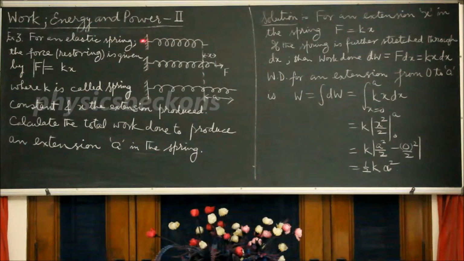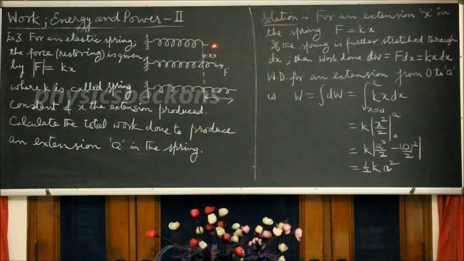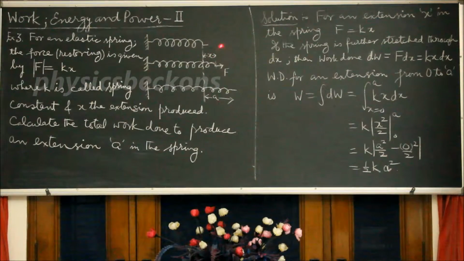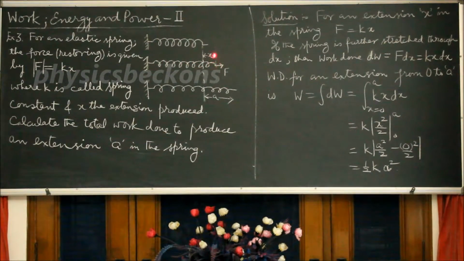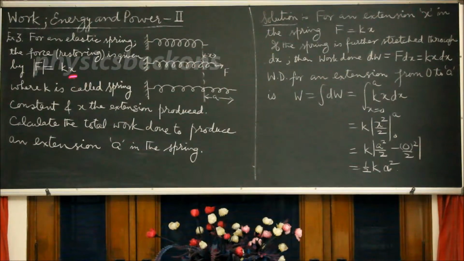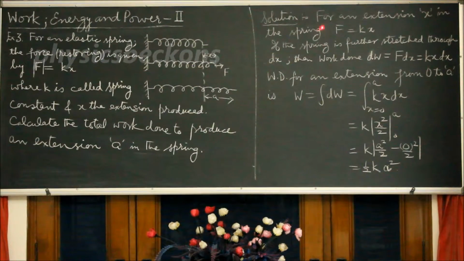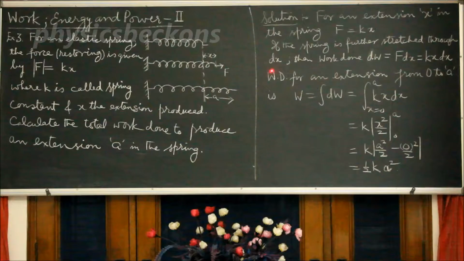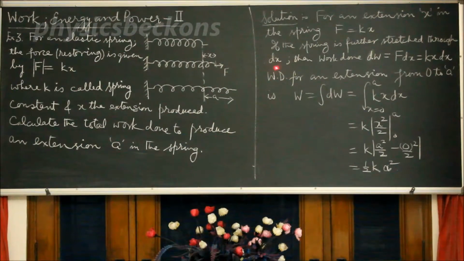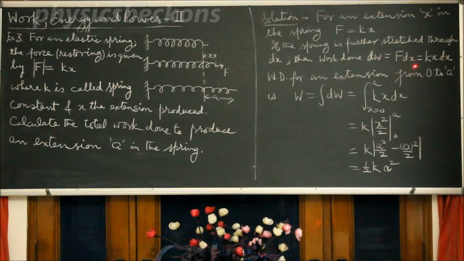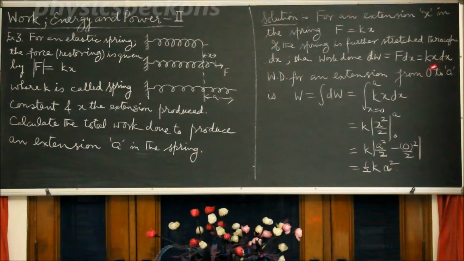For an unextended spring shown in this figure, first figure, there is no change in length and no restoring force. If you produce an extension X, the force required to pull the spring will be Kx as given by this formula. So for an extension X in the spring, we have F is equal to Kx. If the spring is further stretched through an infinitesimally small displacement dx, then the work done will be given by F dx or Kx dx. Clearly it's a variable force.